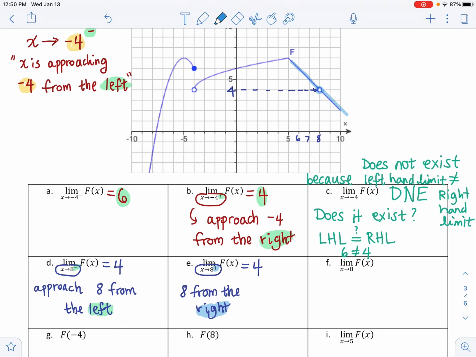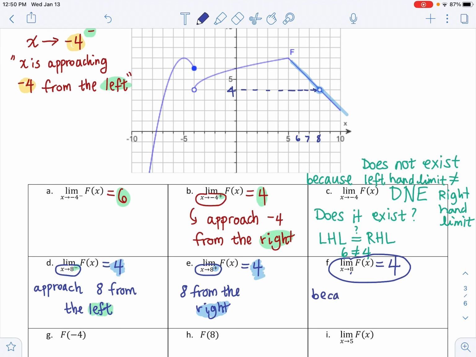Now, look, the left-hand limit was 4. The right-hand limit was 4. So, does the limit exist? 4 equals 4, right? The left-hand limit equals the right-hand limit. Therefore, when they ask you for the limit of f of x as x approaches 8 from either side, it is equal to 4. It does exist.